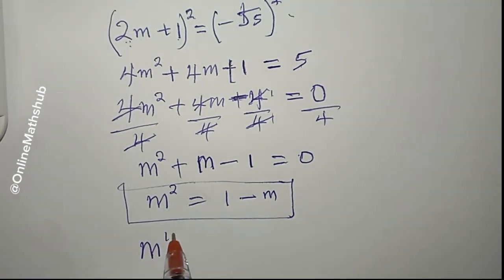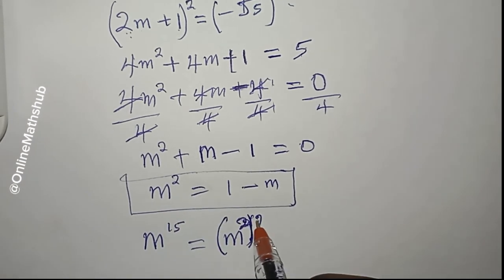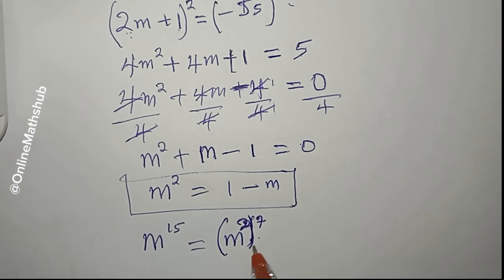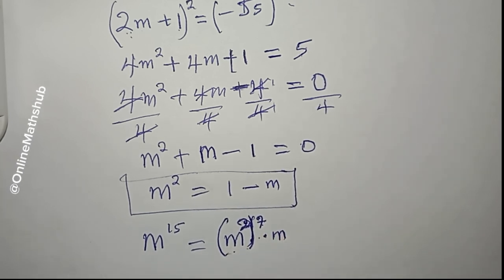So m power 15 here, we can actually write it as m power 2 raised to power 7. When you use this 2 to multiply this 7, it's actually going to give you 14. So it's actually remaining 1m. So I'm going to multiply this one by this m, so that when you use the rule of indices and add all of the powers, it's actually going to be giving you back m power 15.